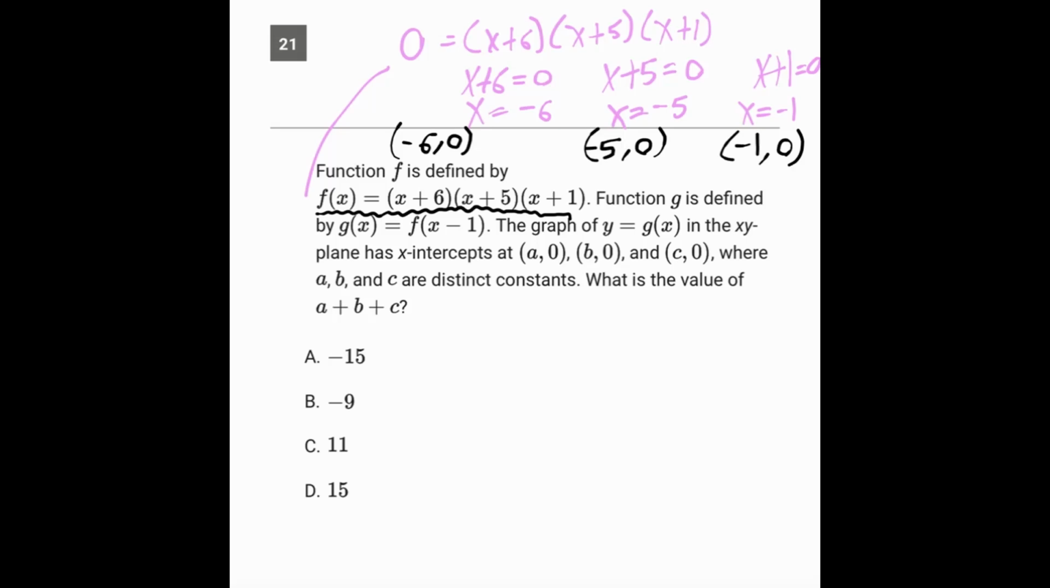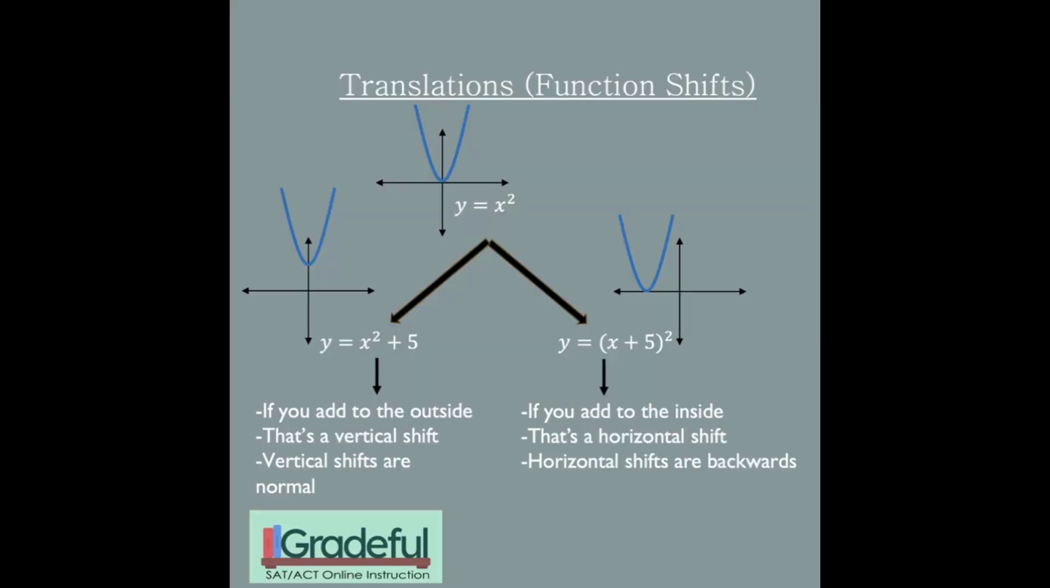Now, if we consider this part right here, we know that we're moving our function one space, but the question is in what direction? Just as an example, let's say we have a regular y equals x squared. If you add to the outside of that, that's a vertical shift, and vertical shifts are normal. So if I do +5 on the outside, that's going up 5. It's pushing our parabola that way by 5.